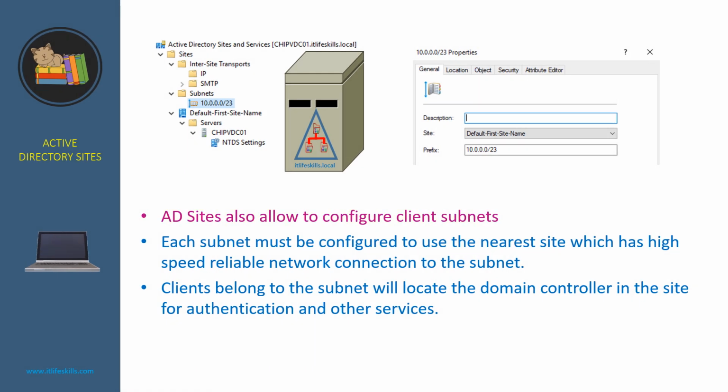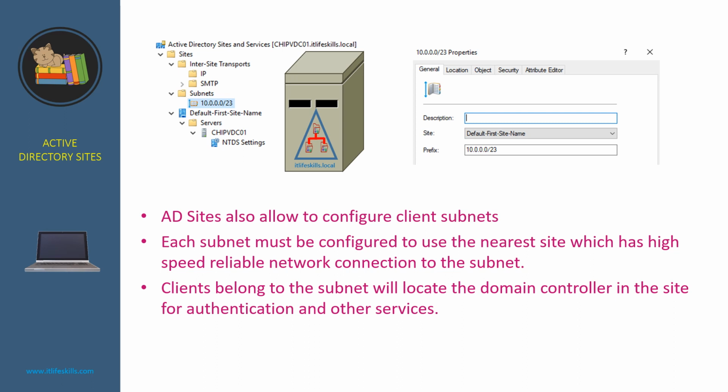Active Directory sites also allow to configure client subnets. Each subnet must be configured to use the nearest site which has high-speed, reliable network connection to the subnet. Clients belonging to the subnet will locate the domain controller in the site for authentication and other services.